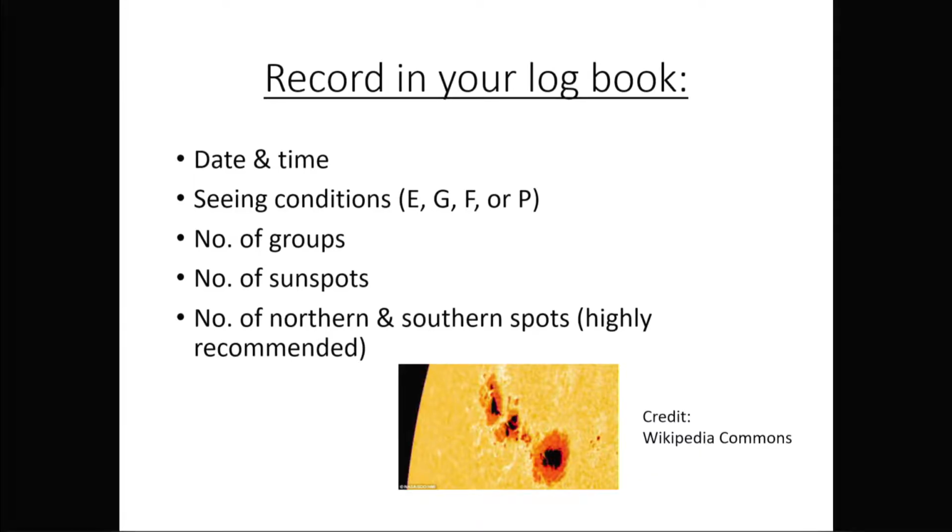But that's basically it. All you need to record is the date and time, seeing conditions, decide whether it's excellent, good, fair, or poor, number of groups, number of sunspots, and it's highly recommended to decide whether they are northern hemisphere or southern hemisphere sunspots. And that's basically all you need to collect each day. In my case, maybe a few days out of each week is cloudy, and in summertime it's pretty good, but in winter, I might be lucky to get a few days each month when it's actually a sunny day and I get a good, reasonable record.